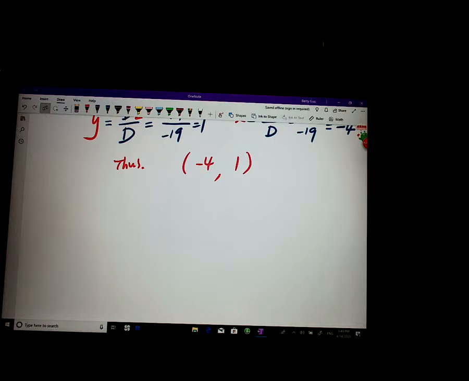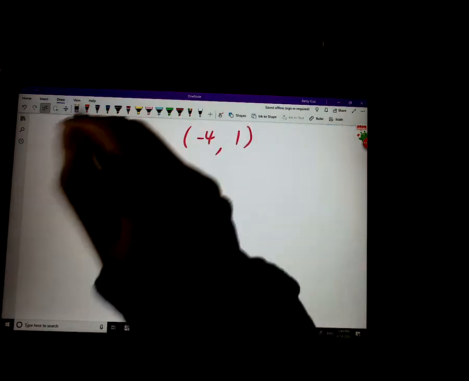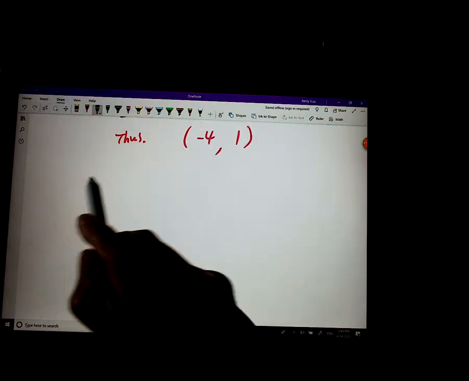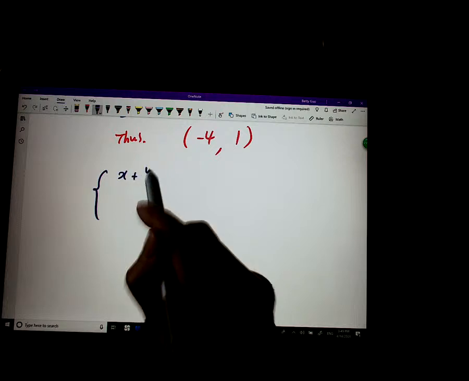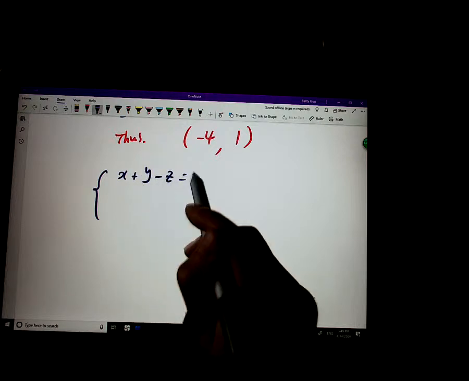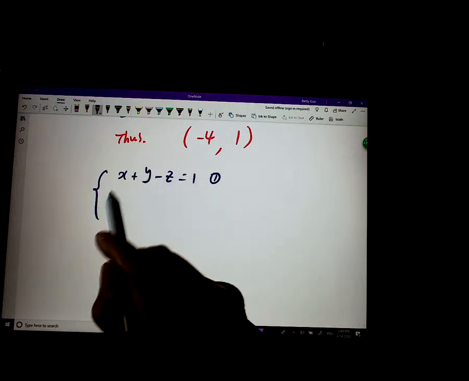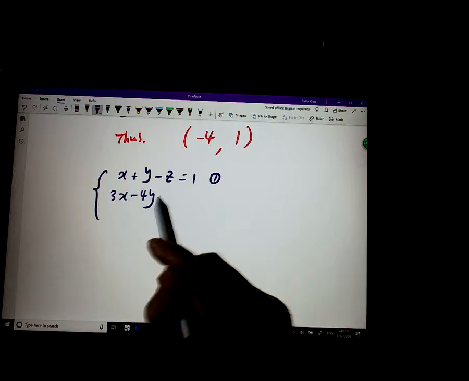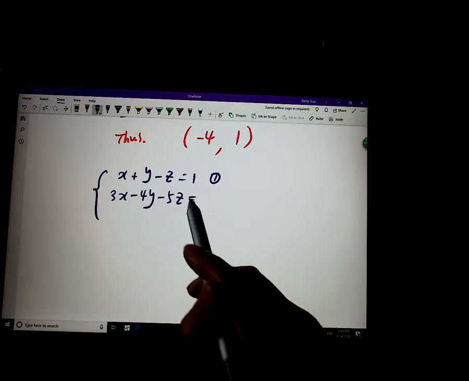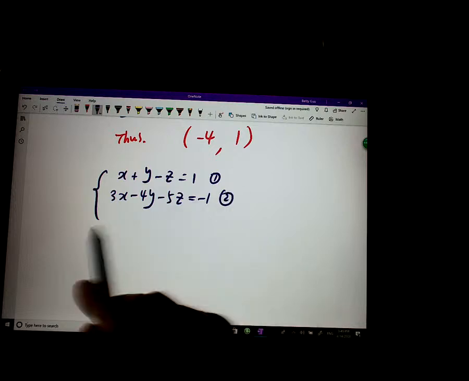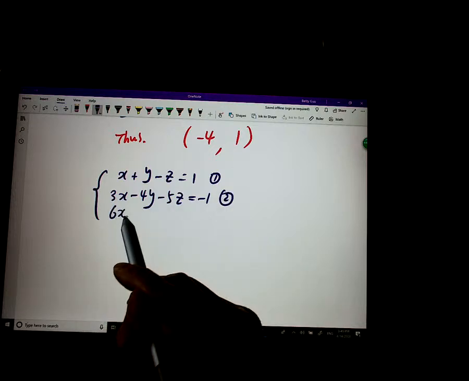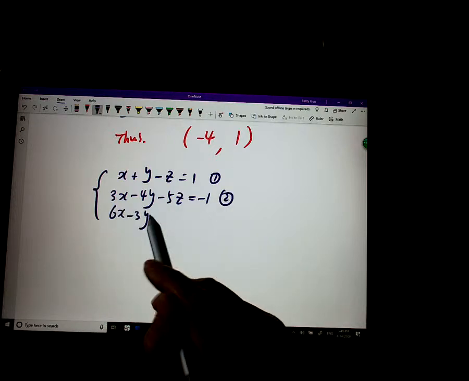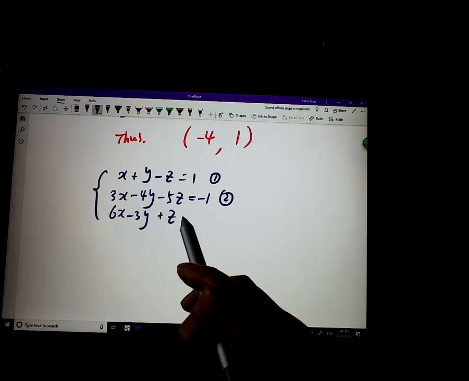equations and 3 variables? For example, we got this: x plus y minus z equals 1, 3x minus 4y minus 5z equals -1, 6x minus 3y plus z equals 20.